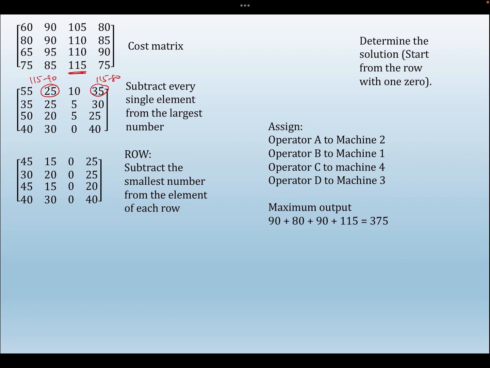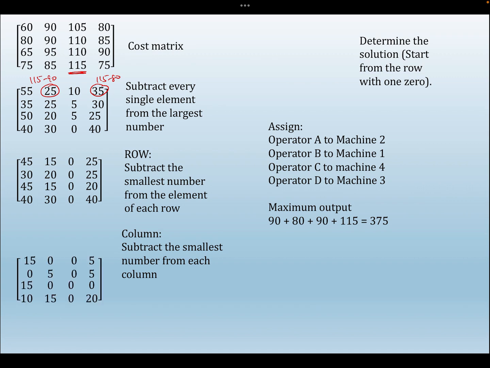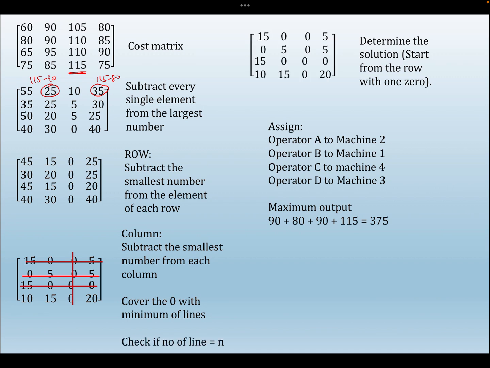Then you can start your row reduction: subtract the smallest number from the elements of each row. And then your column reduction: subtract the smallest number from each column. Once you've done the row and column reduction, cover the 0s with the minimum number of lines. Start off with a column with 4 zeros, then the row with 2 zeros, and then we can do the other 2. You now know that there will be an optimal solution because there are 4 lines and it is a 4x4 matrix.